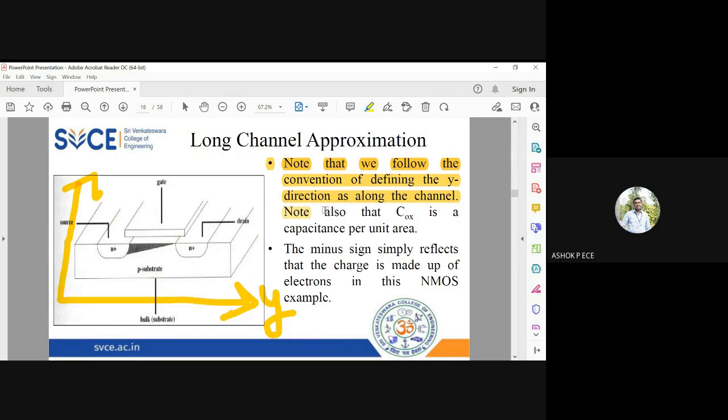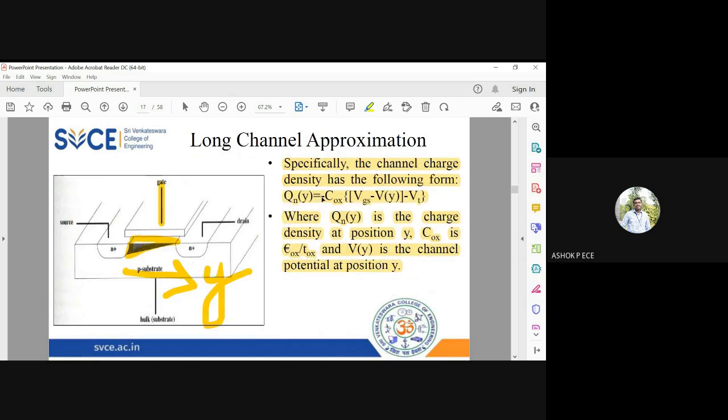Then C ox is a capacitance per unit area. The minus sign simply reflects that opposite charges are going to be induced on the other side of your capacitor. Otherwise, this minus sign has no significance, just to give a strong indication that negative charges are being induced on the other side of the capacitance. We are going to have this one.